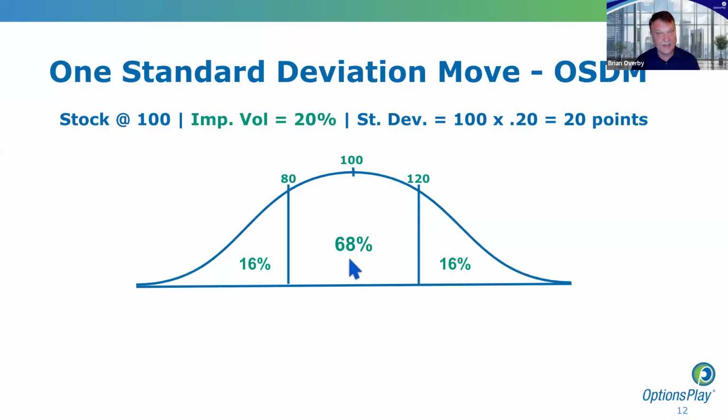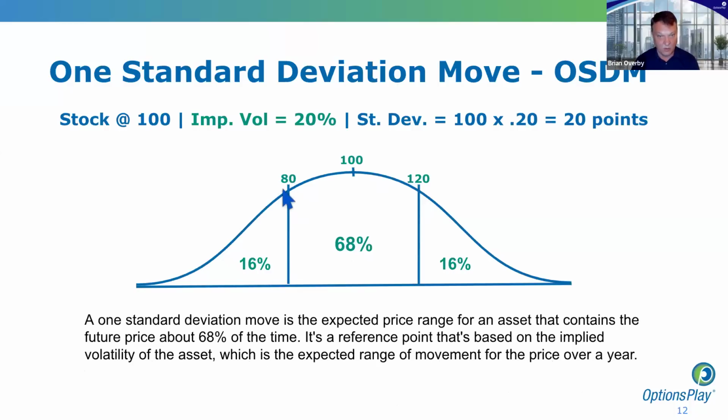Now, it's got to add to 100, so that means that 16% of the time it should be above 120, and 16% of the time it should be below 80. All right, and I didn't mean to click that just yet, but that's the definition of a 1 standard deviation move. And if I look at this, this will add up to 100.